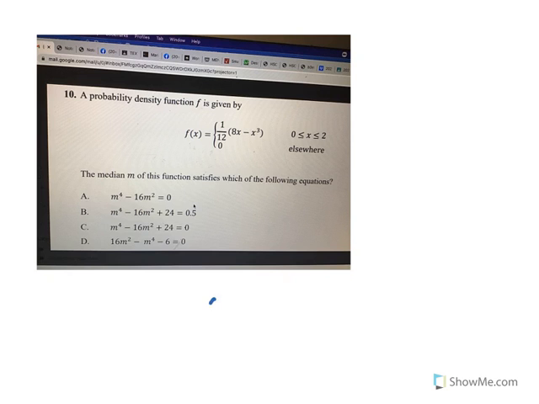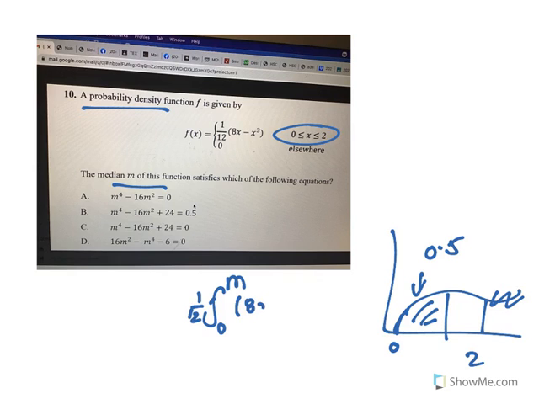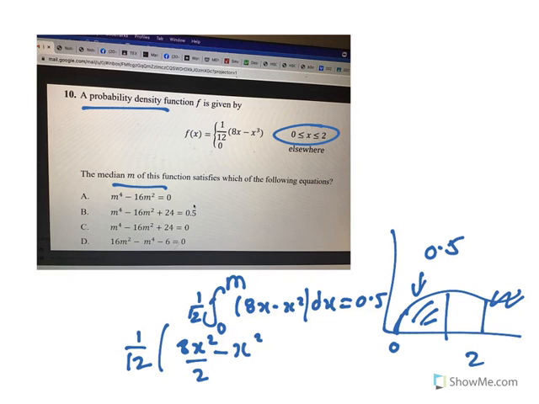Okay, if this is a probability density function and we want to find the median, then the median is the integral from the start of this domain, which is 0. So just say we had the curve drawn, from 0 up to, say, 2. We want where 50% of the probability lies. So let's just say from 0 up to m, the integral of 1 on 12 of 8x minus x squared dx, we need to make that equal 0.5. So let's just integrate that. That would be 8x squared on 2 minus x cubed on 3, from 0 to m, equals 0.5.